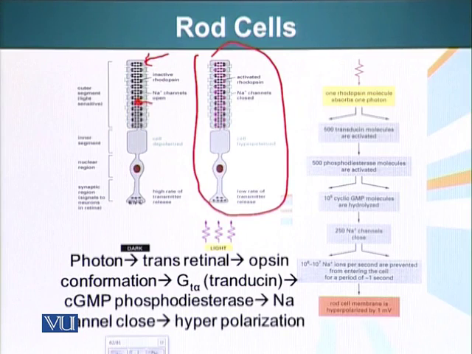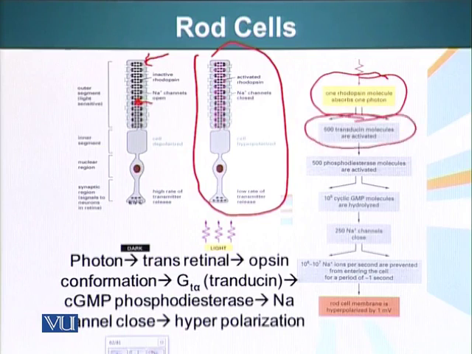So here now let's look at it in a different way. One rhodopsin molecule absorbs one photon. The rhodopsin molecule is basically the G protein coupled receptor. In this case, we are calling it rhodopsin. This one rhodopsin molecule activates 500 transducin molecules. A transducin molecule is basically the G protein. The G protein in our rod cells is referred to as transducin. One rhodopsin results in production of 500 transducin molecules.